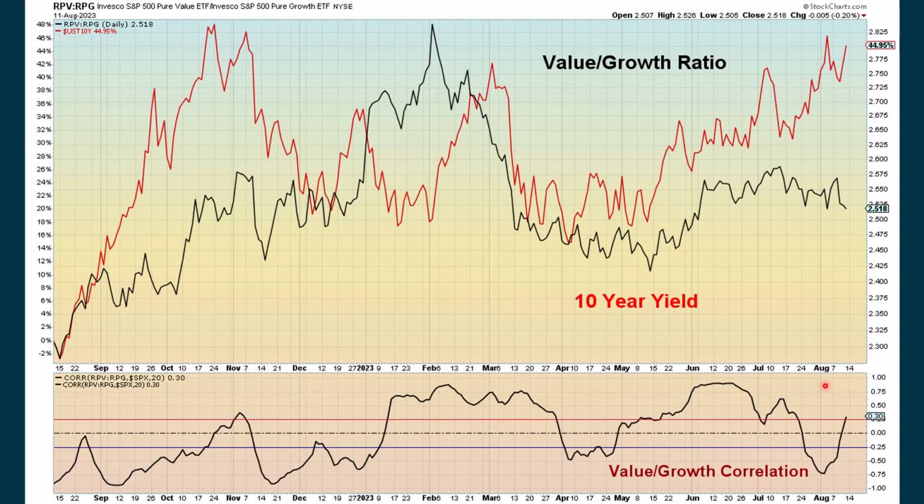Then we look at the value to growth ratio, not the growth to value ratio, but the value to growth ratio, and we compare that with the 10-year yield. They had been going in opposite directions. Now they're starting to go more in the same direction. Sometimes we can get some insight in this. Over this past week, we saw value outperforming growth, and people are wondering, is there a real shift going on in the market? If that's what's happening, then we might see this relationship get even stronger.